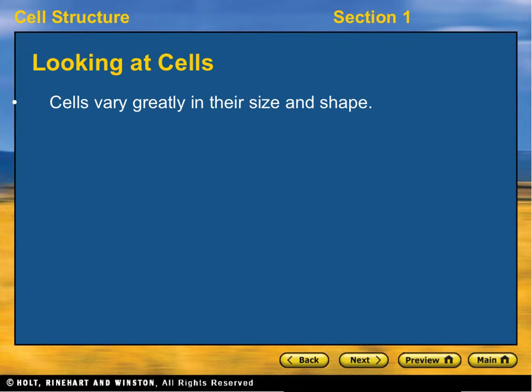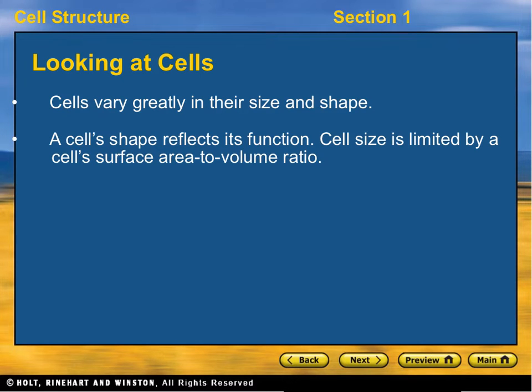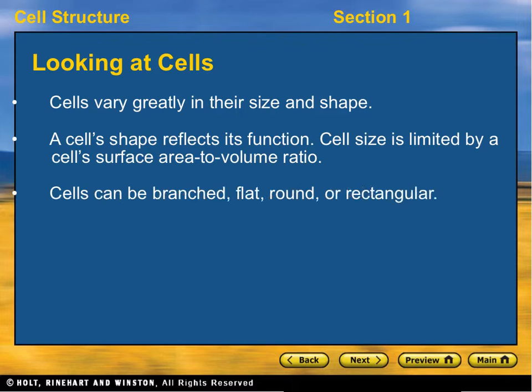As one would imagine, cells vary greatly in size and shape, and that's because it depends on the cell's function. If you look at a skin cell versus a hair cell versus a lung cell, all of these cells have different functionalities. Therefore, their size and shape differ based upon what they're responsible for doing. So we can say that a cell's shape reflects its function, and the size is limited by the cell's surface area to volume ratio. We're going to talk more about that in a little bit.